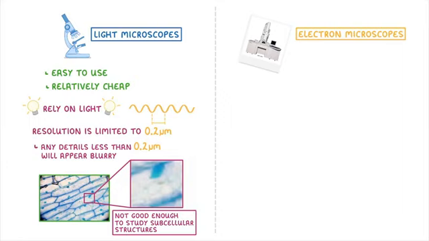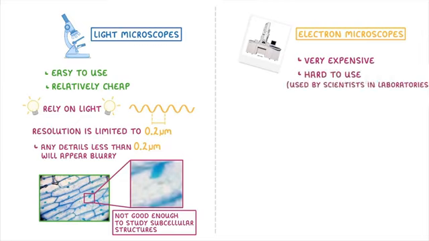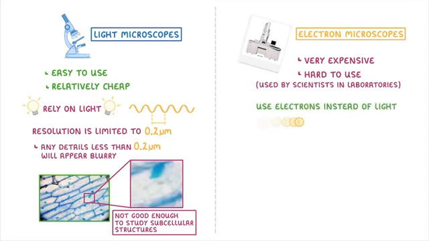Now, electron microscopes, on the other hand, are really big, very expensive, and hard to use, so are only really used by scientists in laboratories. Their benefit, though, is that they use electrons instead of light, and electrons have a wavelength of just 0.1 nanometers, and so their maximum resolution is also 0.1 nanometers. And remember, with resolution, a smaller value is better, because it means that you can see tinier details.